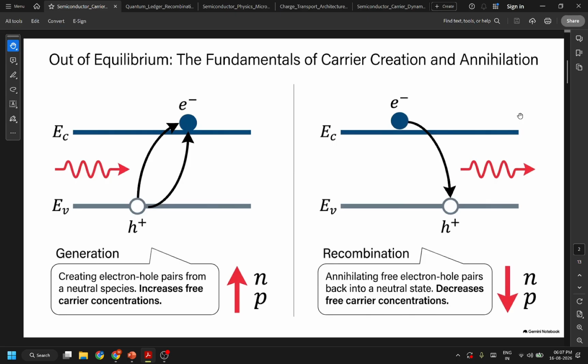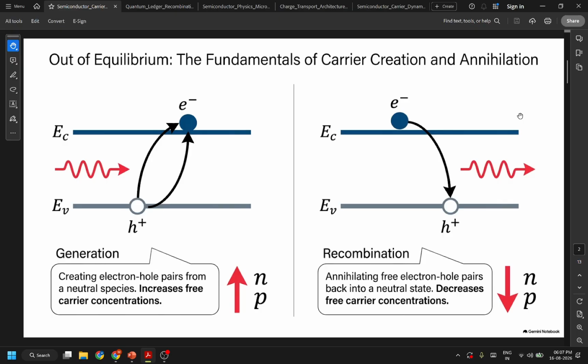So last week we had studied the semiconductor electron and hole concentrations at equilibrium. So this week we will study what happens when they are out of equilibrium. That is how carriers are generated and annihilated.